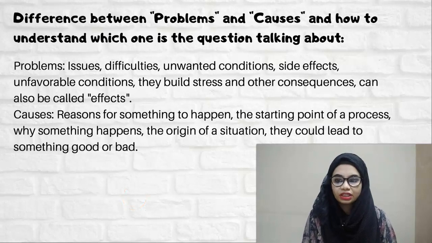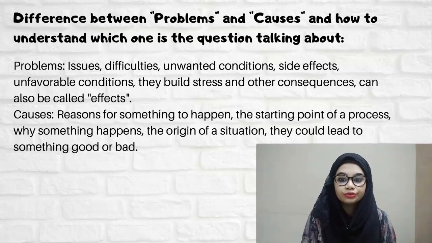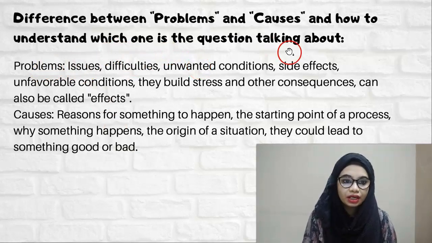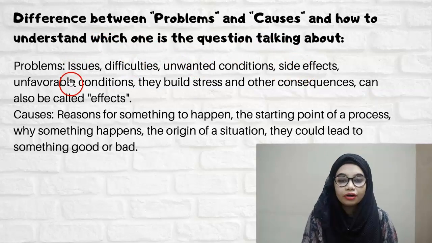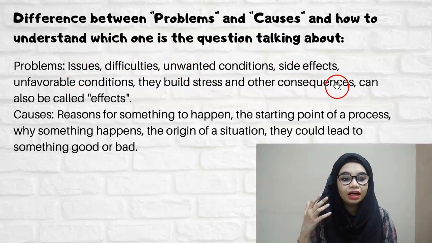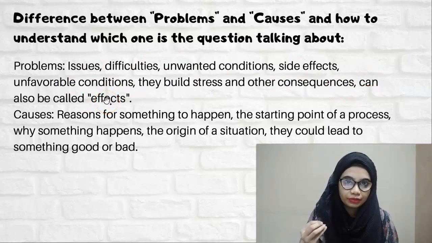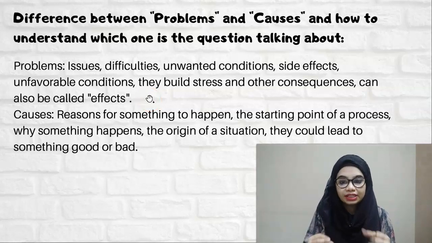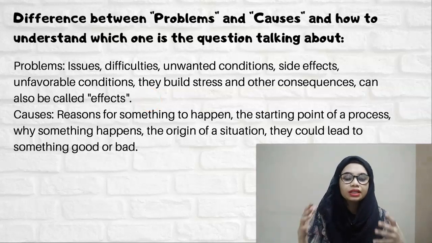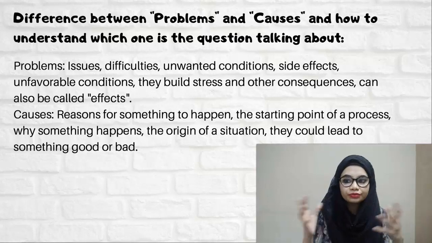So this is where we start off. We are first going to discuss the difference between problems and causes and how to understand which one the question is talking about. So problems are issues, difficulties, or unwanted conditions. They are the side effects or they are the unfavorable conditions. They build stress and other consequences. They can also be called effects of something. So issues, difficulties, unwanted conditions, these are the basic synonyms for problems.